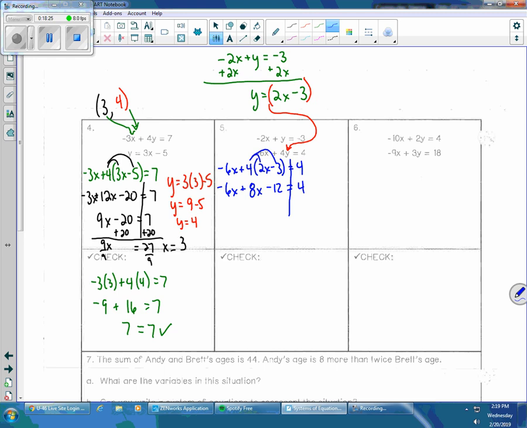Now I'm going to combine like terms. Negative 6x plus 8x is going to be 2x minus 12 equals 4. I want the x to be all by itself, so I'm going to add 12 to both sides. And 2x is going to equal 16. Divide by 2, and x equals 8. So I've got half of my answer. I know the x. I'm going to use that to solve for y.